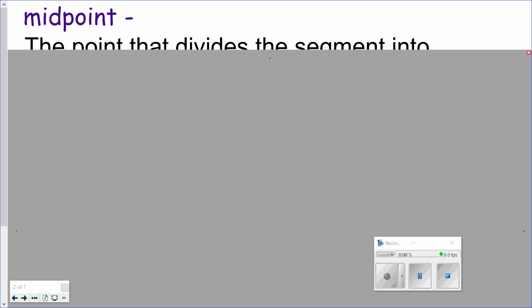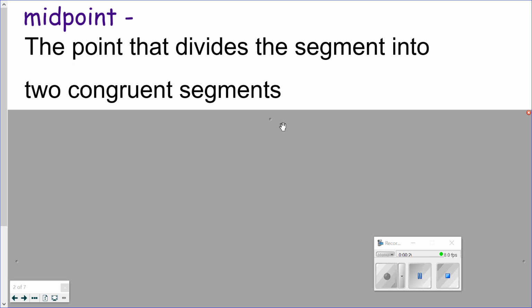Midpoint. The point that divides a segment into 2 congruent segments. Just remember, midpoint is the point in the middle.